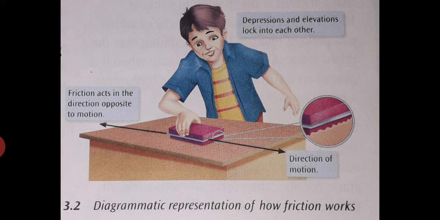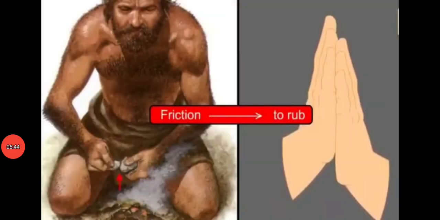Friction produces heat. For example, your palms feel warm when you rub them together. So, this was about the force of friction. In today's class, we have learned what is force, its effects, and the force of friction. In the next video, we shall discuss the types of friction and its advantages and disadvantages.